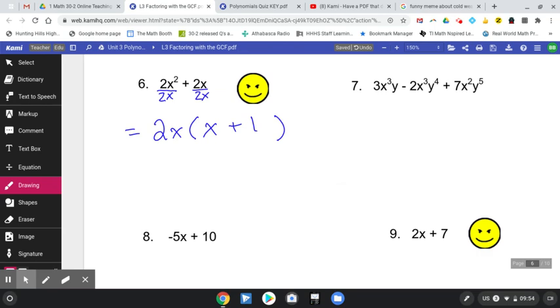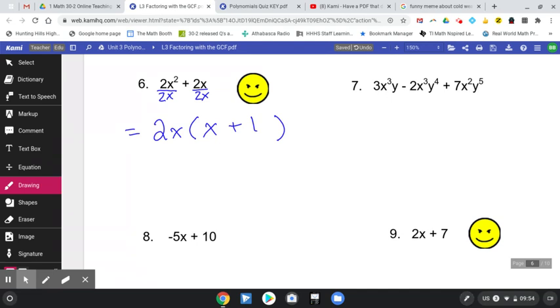So they divide here and they say, oh yeah, x is left over. They divide here and they say, oh, there's nothing left over, and they forget to put the 1 in here. So watch out for that.